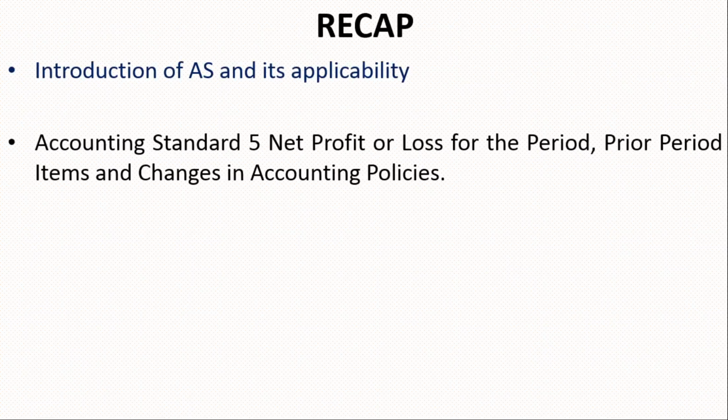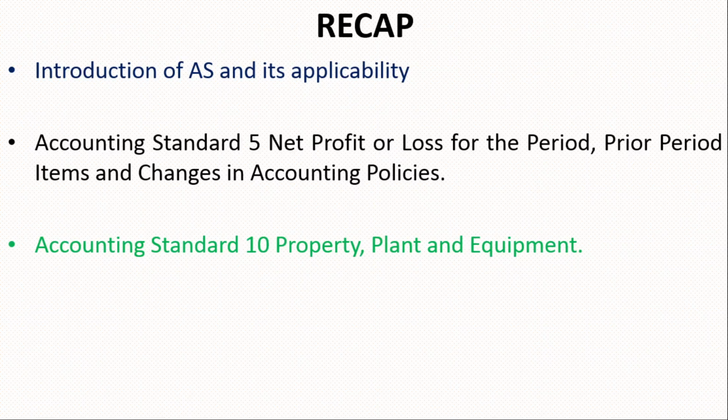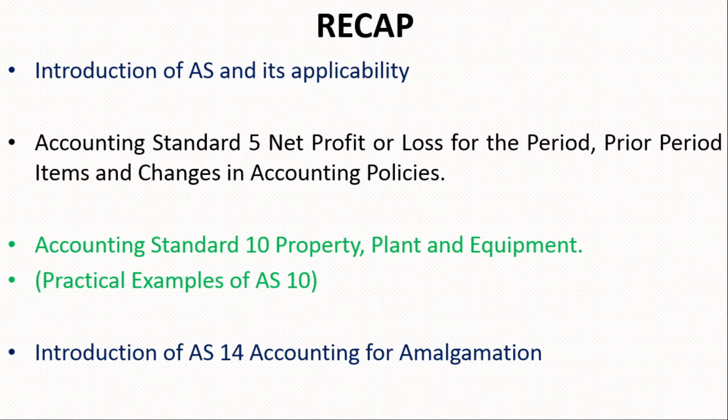In the previous video, we have already seen the accounting standards, their applicability, AS5 that is net profit or loss for the period, prior period items and changes in accounting policies, and we have already discussed AS10 that is property plant and equipment, its practical example. And in the last video we have seen the introductory part of accounting standard 14, that is accounting for amalgamation. In this video we will see one practical example of AS14. So let us start our practical example for accounting standard 14.